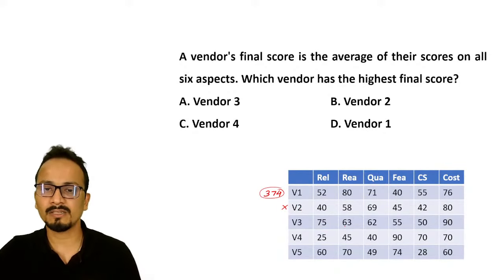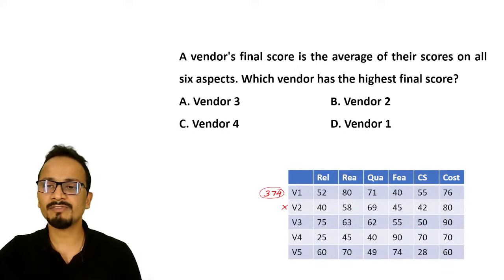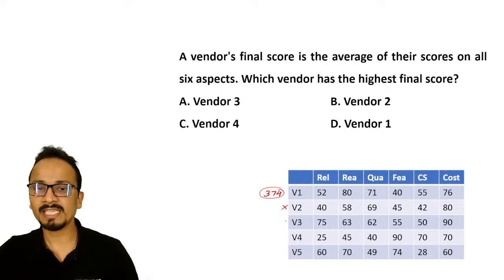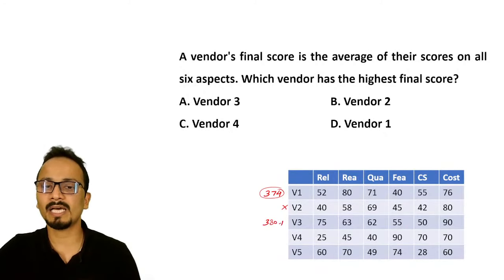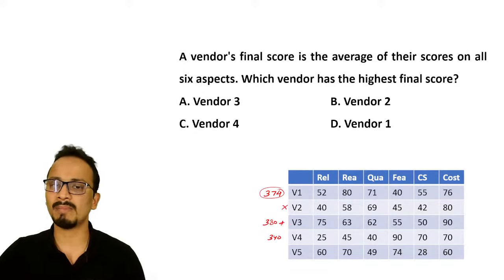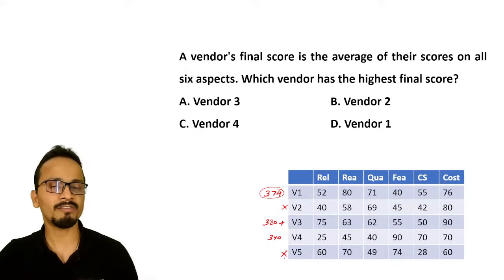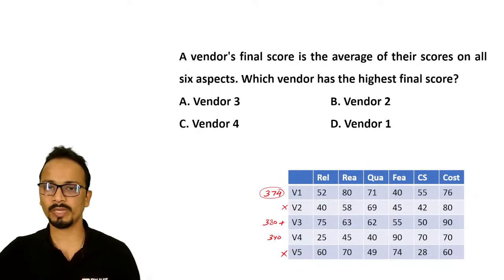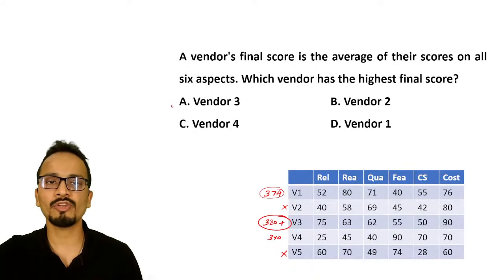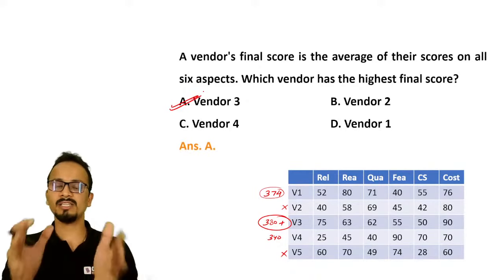7 and 6, 130, 190, 240, 240 and 50, 290 and 380. This is much more than 380, so 380 plus I will write it. And for vendor 4, 25 and 45 is 70, 70 and 210, 340 is the value. So definitely the sum is maximum for vendor 3. I'll not be checking for vendor 5 because it is absent from the options. Okay, so maximum sum is for vendor 3. So vendor 3 will be the answer. Option A is the correct one.